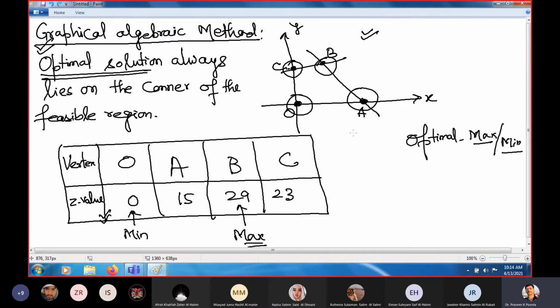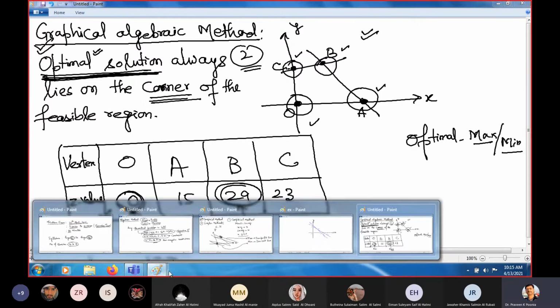The method number 1 is graphical method, where we are finding the optimal solution using iso profit and iso cost line. This is method number 2. What we are doing here? Here we know that the optimal solution always lies at the corner. So we are calculating the value of Z at 4 corners. And then we are searching, this is the minimum value and this is the maximum value. This is graphical algebraic method.